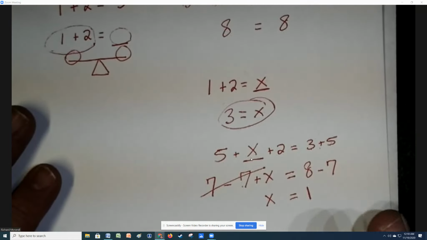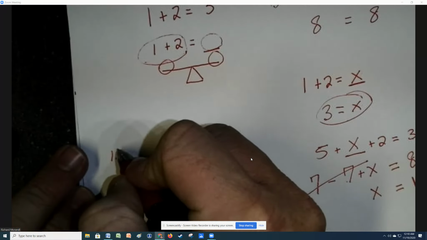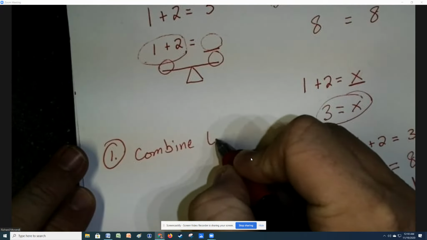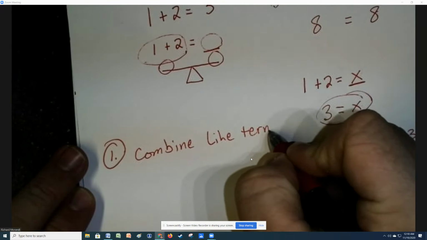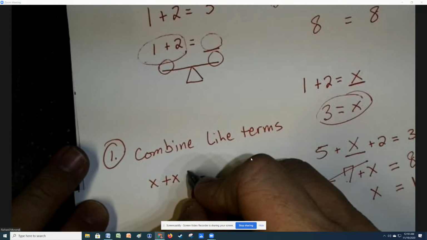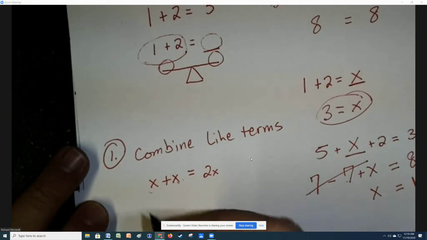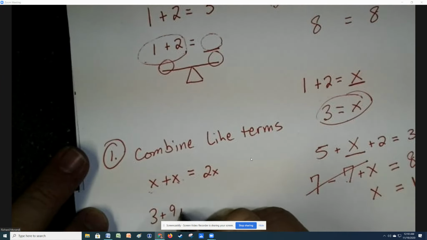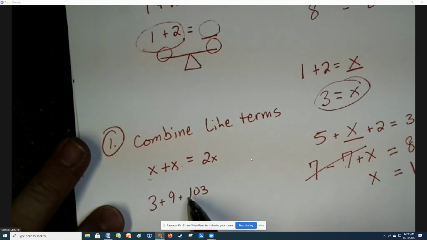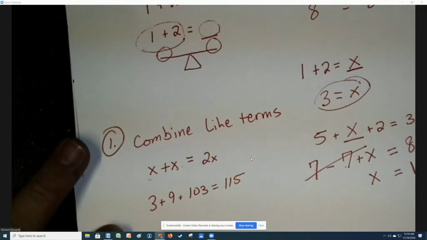Now, hopefully you've done this before, but essentially the rules are like this. Rule 1: always combine like terms. That means if I have x plus x, that's the same as 2x. I want to combine them because they're similar things. Or if I have 3 plus 9 plus 103, those are all like terms. I can add all those up, and that's 106, 115. I can add those up because they're like terms.